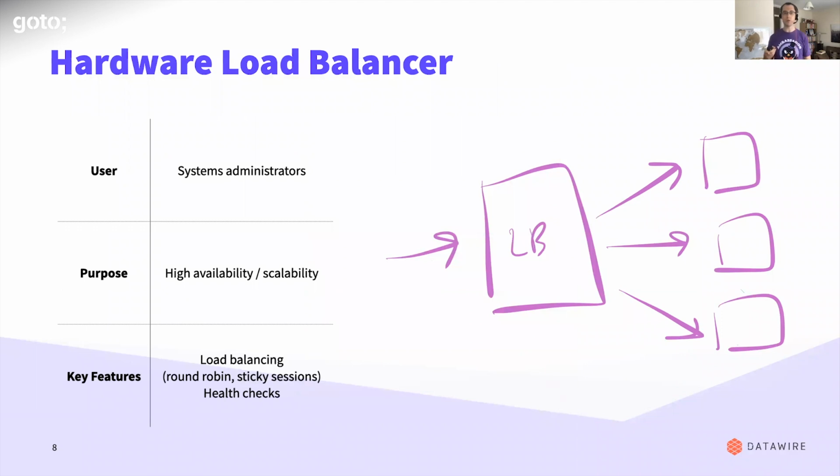From an edge perspective, it was all about hardware load balancers. Sysadmins were the target users. The focus was on high availability and scalability. If we have more folks coming in, we route them to different backends. If one backend falls over, we just remove it from the pool and keep routing traffic to other places.